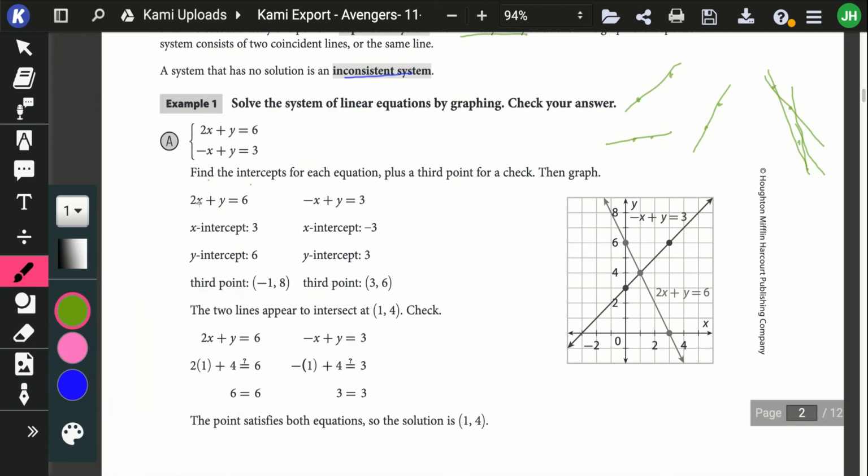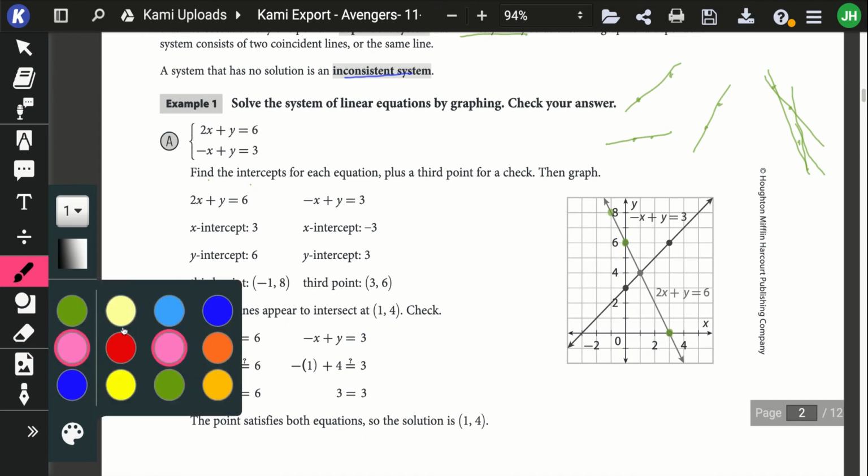So let's look. 2x plus y equals 6. If y is 0, the x-intercept, 2 times 3 equals 6. So 3, 0, that's that point. If x is 0, y equals 6. 0, 6, there's that point. And then say -1. When x is -1, 2 times -1 is -2, plus 8 equals 6. -1, 8. There's our 3 dots on that line.